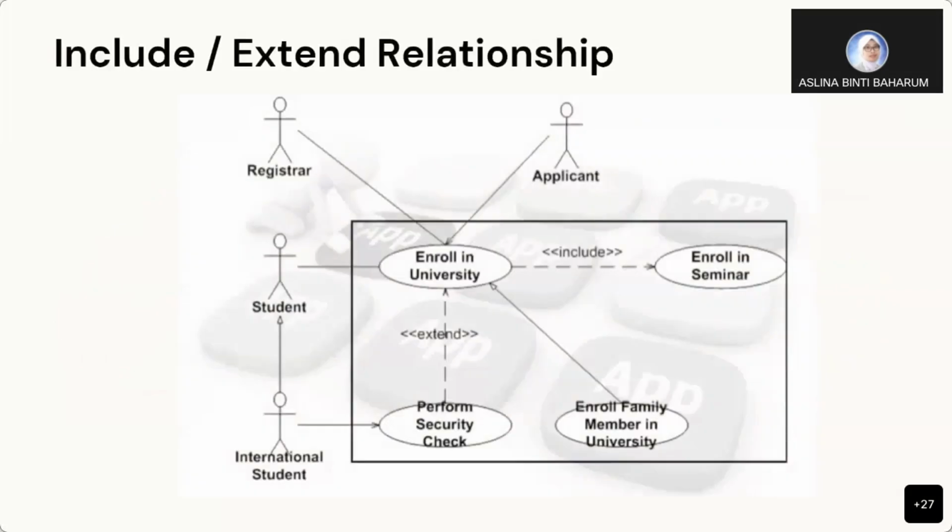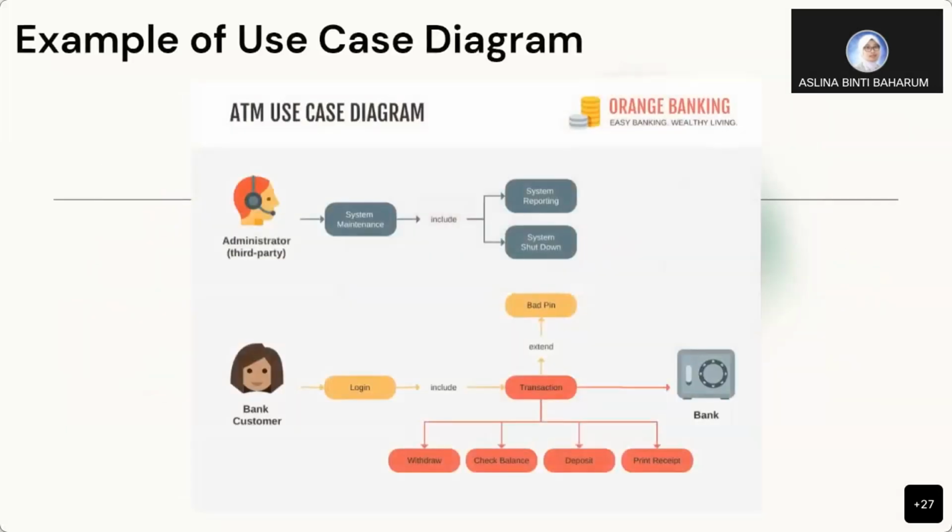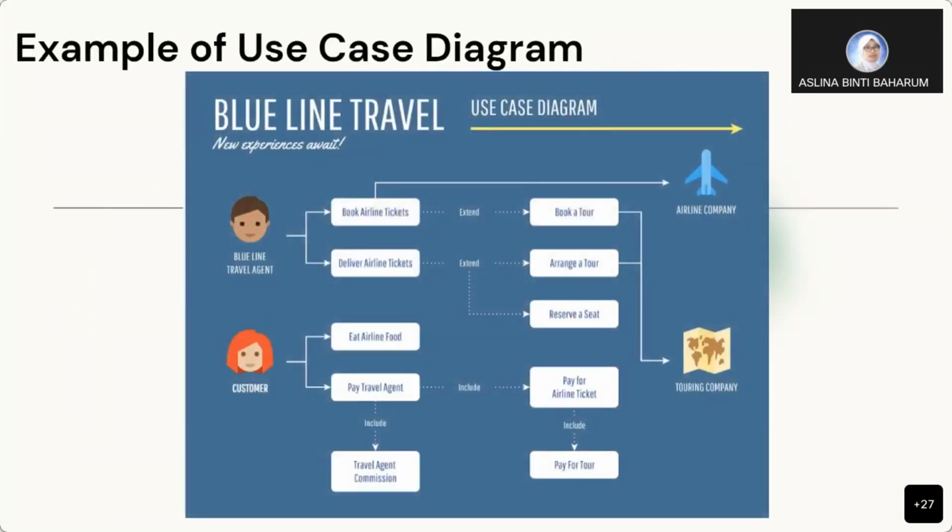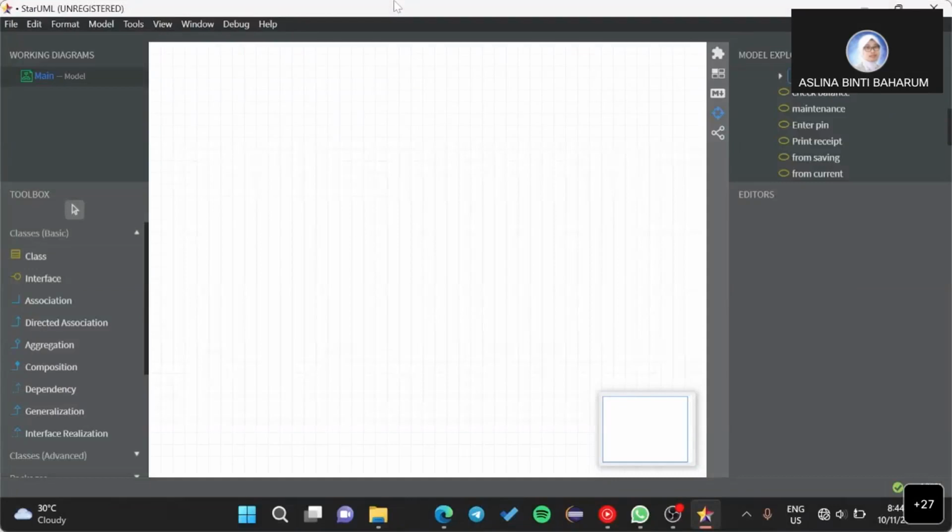Next, this is an example of a use case diagram used in a university. This is the use case diagram used in an ATM machine, and the last one is the use case diagram used in travel. Now I will start with the demonstration of how to create a use case diagram using StarUML.